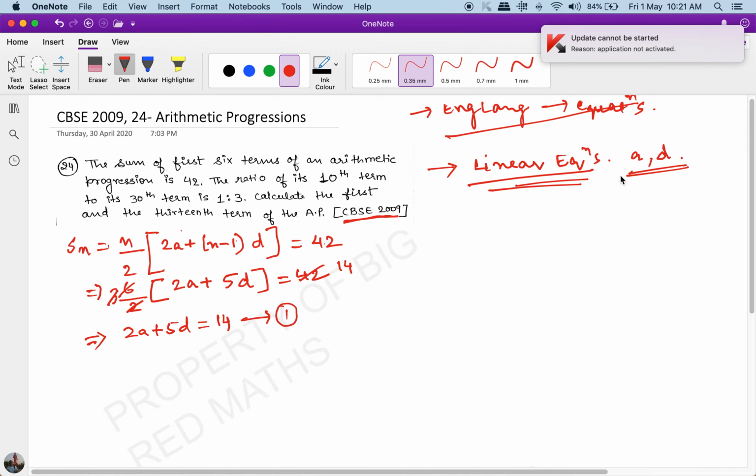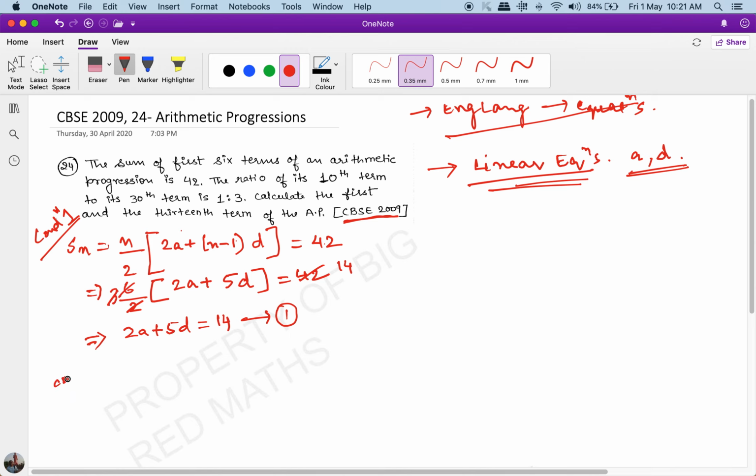Now remember, this is what I was talking about, that you have to know how to solve linear equations. And we arrived at this via condition 1. Now look at what is our condition 2. Condition 2 says the ratio of the 10th term to its 30th term is 1 is to 3. Matlab, if I divide the 10th term by the 30th term, I'll get 1 upon 3.